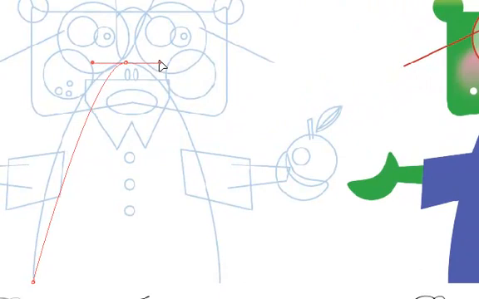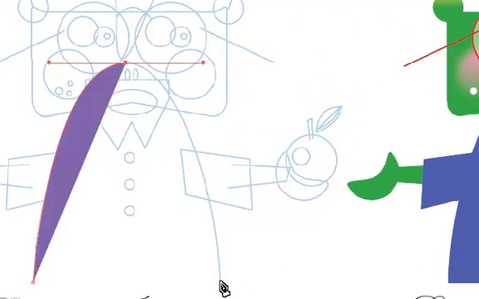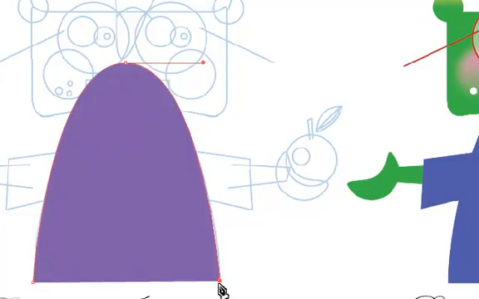Go up to here, click and drag. And if I hold down the Shift key, I can constrain it. Click again. And as I said before, it's always good to close your polygon. So I'm going to come over here and close it. Okay, now his arms.